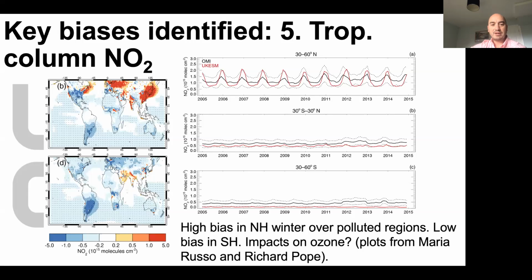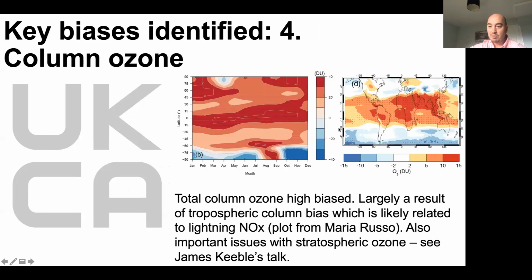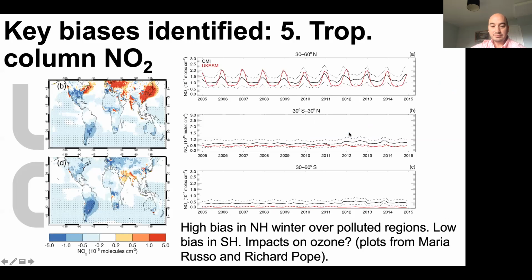Similarly, the tropospheric column NO2 in UKCA seems to have some significant biases, and this is data courtesy of Maria Russo again and Richard Pope at Leeds and NCEO, and they compared to OMI satellite data here in black, and basically I think showed two interesting things. One is this persistent low bias in NO2 in the southern hemisphere, and actually if you go back to the ozone, you see that the ozone column is low biased in the southern hemisphere, so in the troposphere. So I wonder whether there's something connected there.